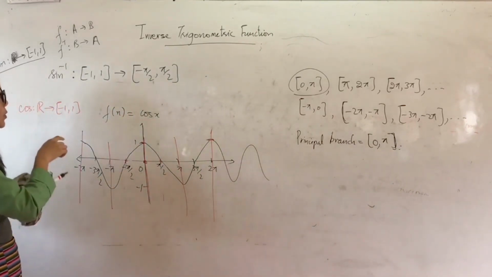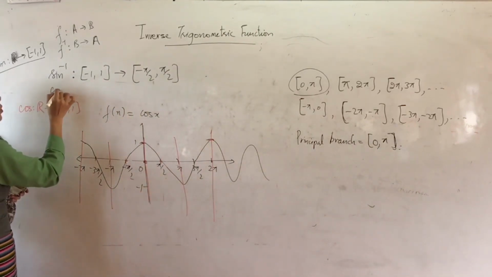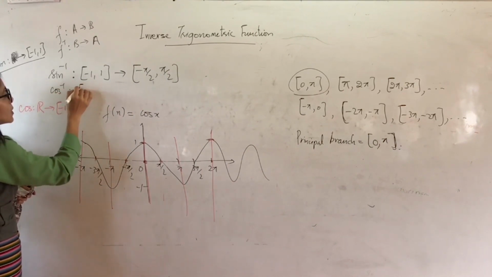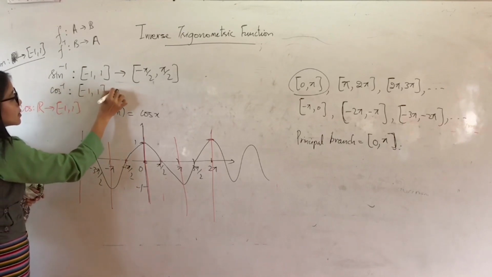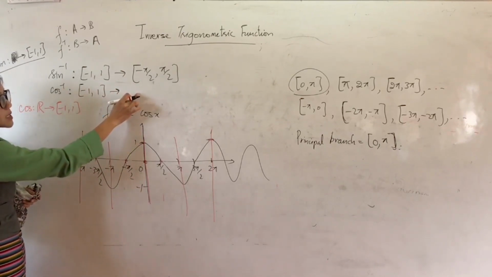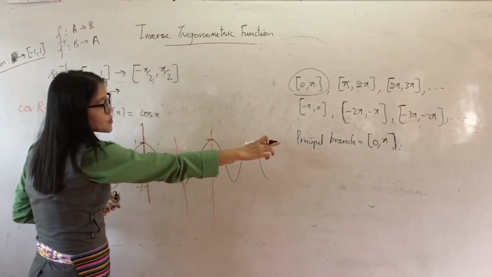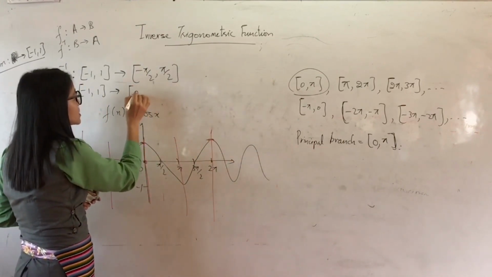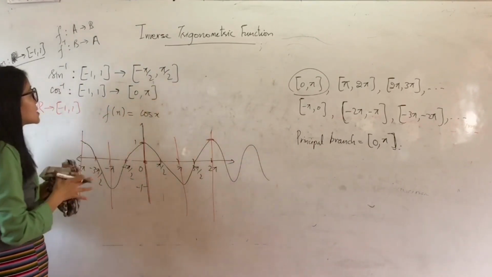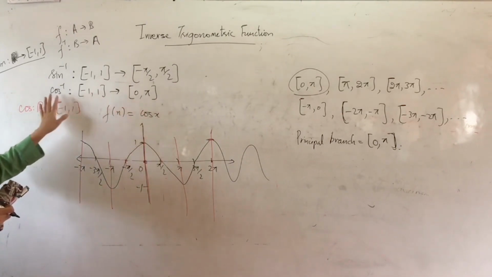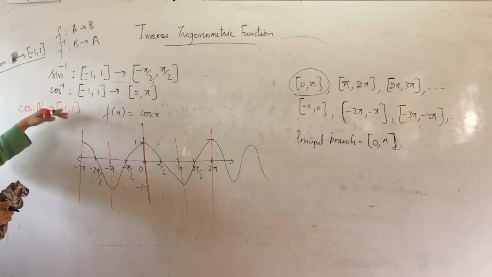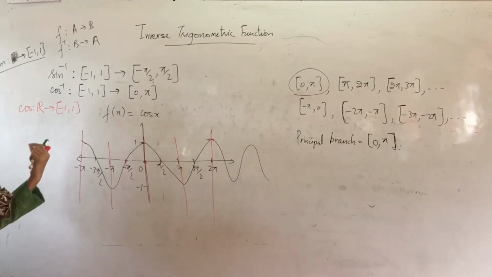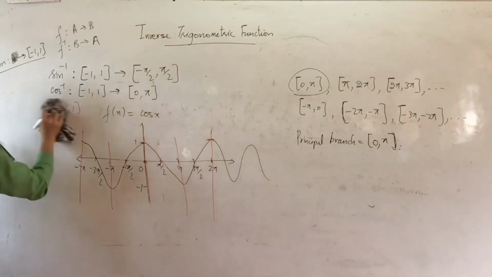So now I can write it here directly. Cos inverse is from, now I have to write this here. I will not write the set of real numbers here because we have restricted it to smaller intervals. So I will write here 0 to pi. So this is the domain and range of cos inverse. Likewise, we can define the domain and range for the other four trigonometric ratios: tan inverse, cosec inverse, sec inverse, and cot inverse. We can do that.